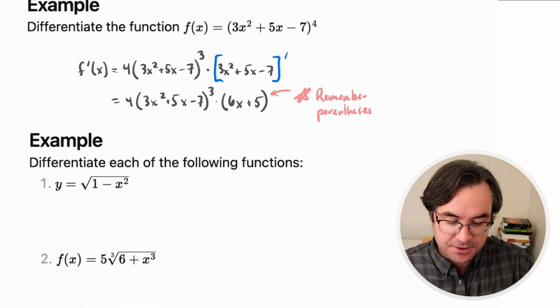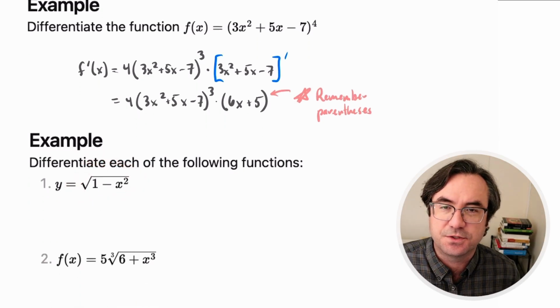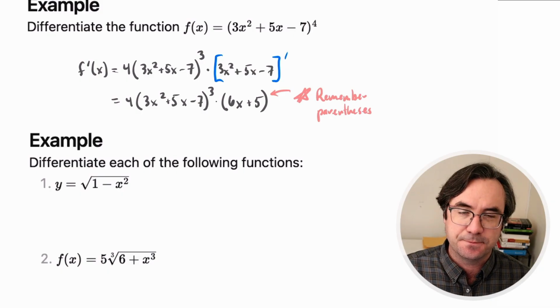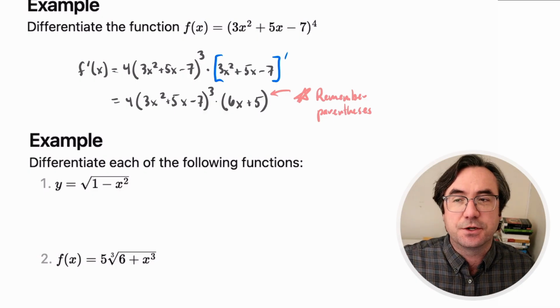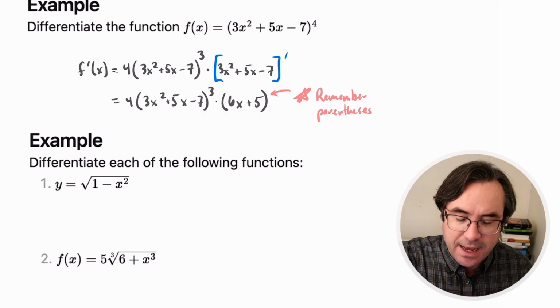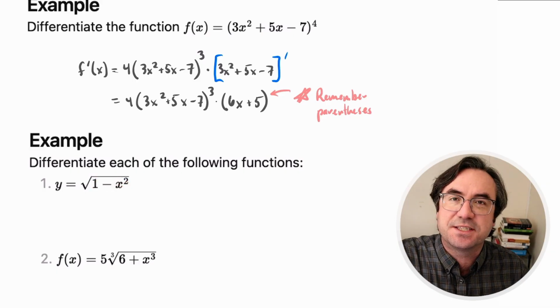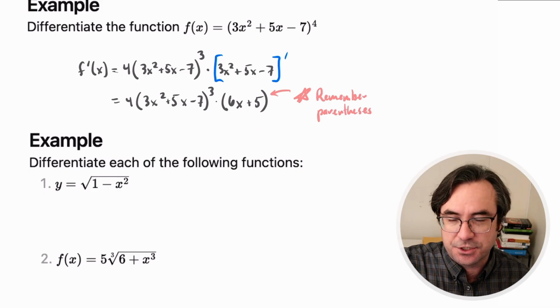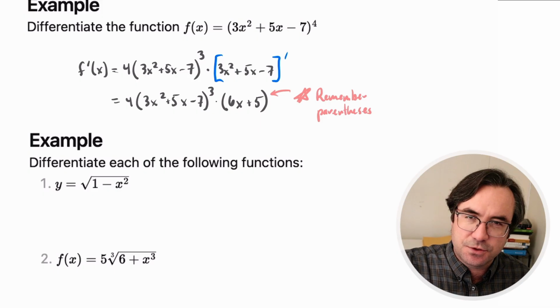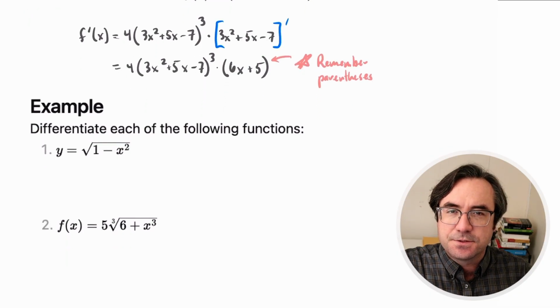So let's look at the next one, the square root of 1 minus x squared. What we have here is a power function, but it's not just square root x. There's a whole bunch of stuff inside the square root. So this is a general power function. It's not just square root x. There's a bunch of stuff inside.